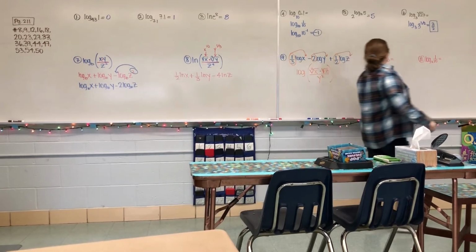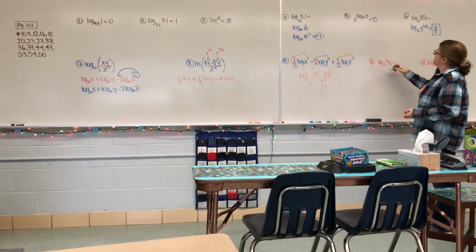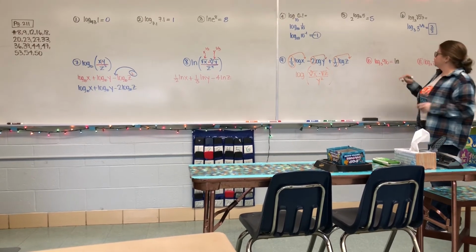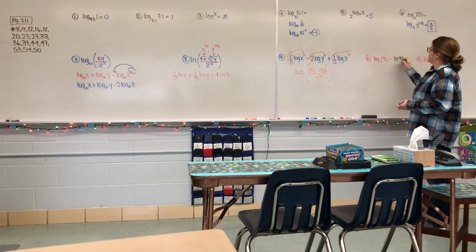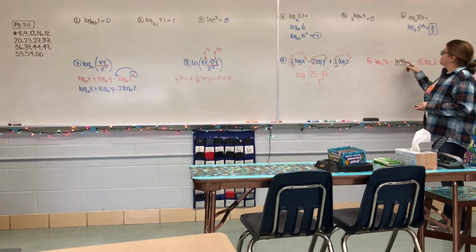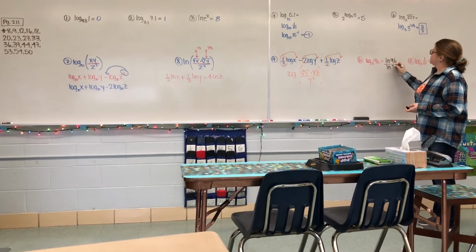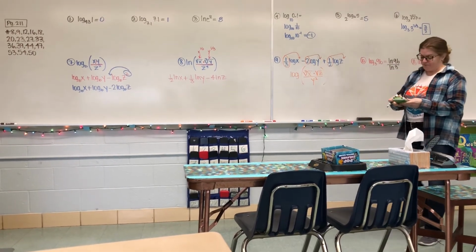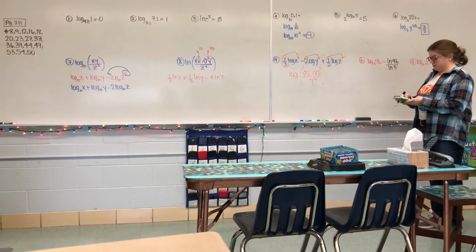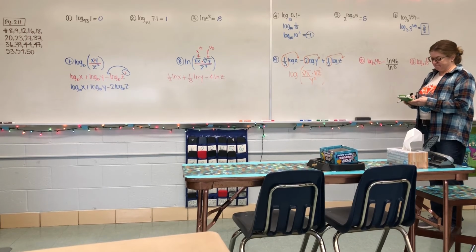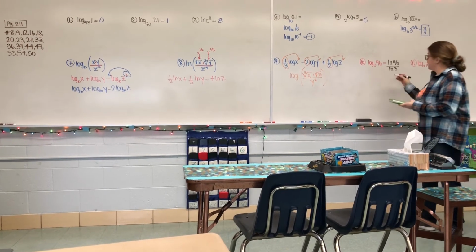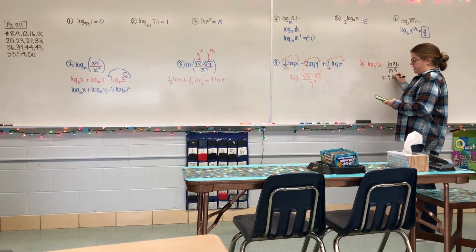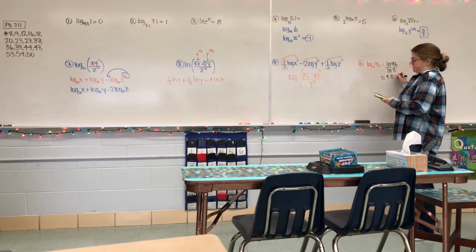The last two here use the change of base formula. So you're going to do the natural log or the common log, doesn't matter which one. I usually use natural log because it's less letters. So the natural log of 96 over the natural log of 3, and you're going to plug that into your calculator and round it to 4 decimal places. And you get approximately 4.1546.